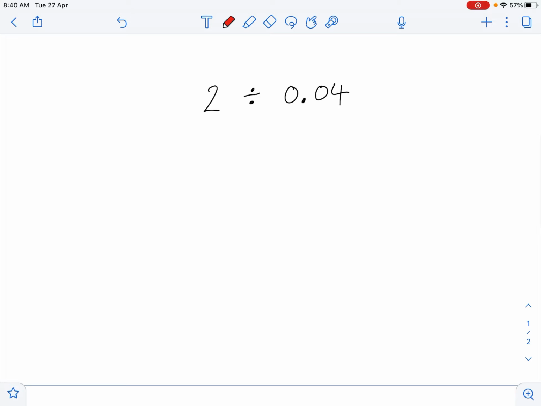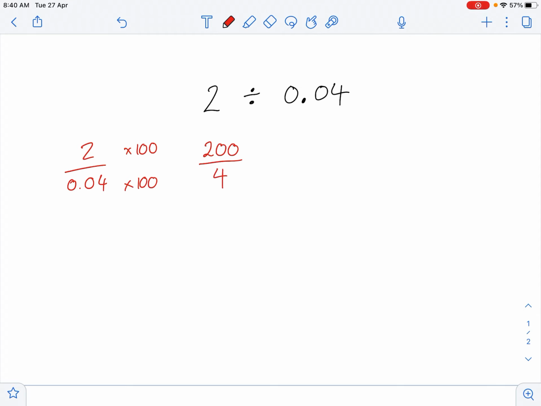2 divided by 0.04, so I've got 2 divided by 0.04. Let's make these whole numbers. I'm going to have to multiply this bottom one by 100 to make it 4. So I've got to do the same to the top. So on the top I'll get 200. On the bottom I'm going to get 4.